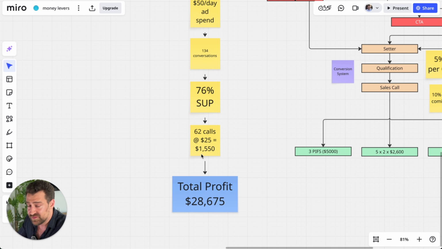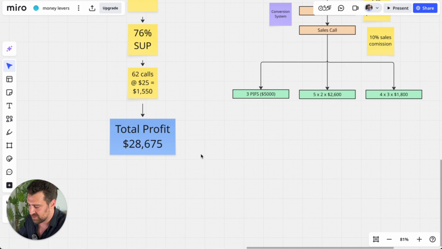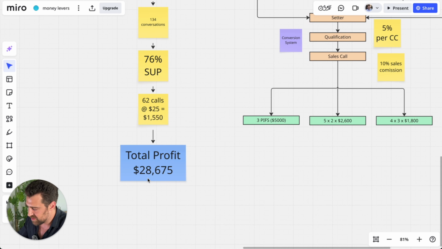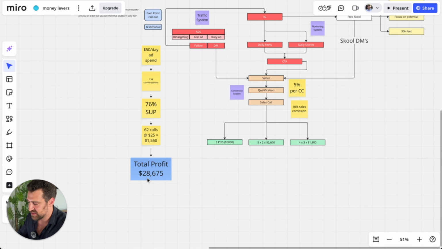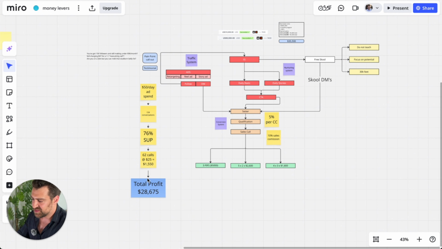Imagine spending $1,500, sorry, and you make $35,000. And after paying the appointment setter, paying the sales rep, you are left with $28,000, which is insane if you think about it. Okay, so this is how the system works.